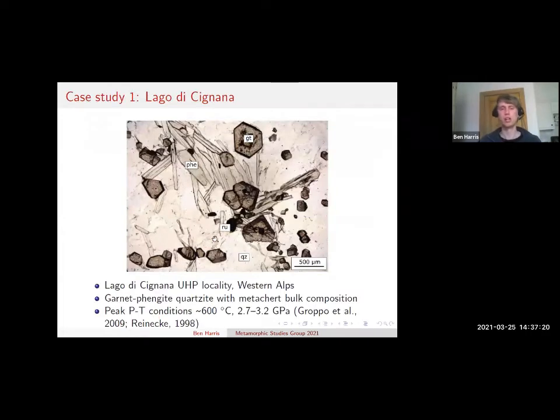So the first case study we're going to look at is from Lago di Cignana in the Western Alps, the classic ultra high pressure oceanic crust locality. And this is a garnet-phengite quartzite, a meta-chert, which contains garnet, quartz, phengite, and rutile.